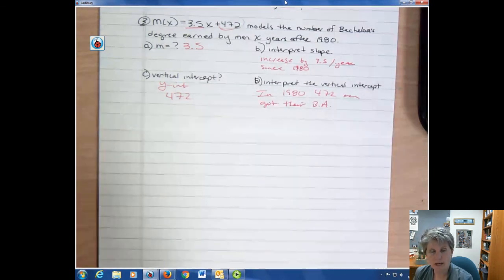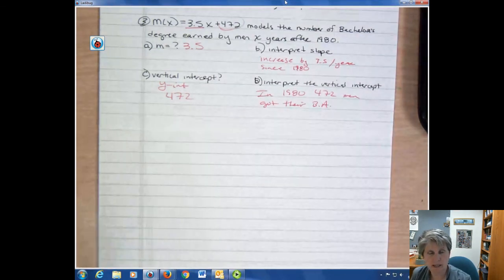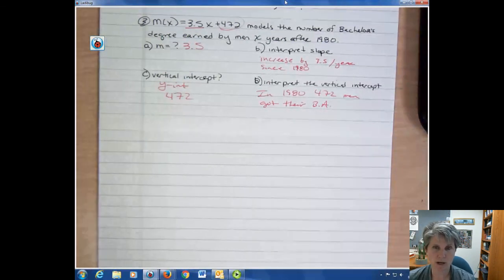Okay, so we're just seeing if you look at that, can you tell what the slope is? Can you tell what the y-intercept is? Y-intercept, vertical intercept, either one.